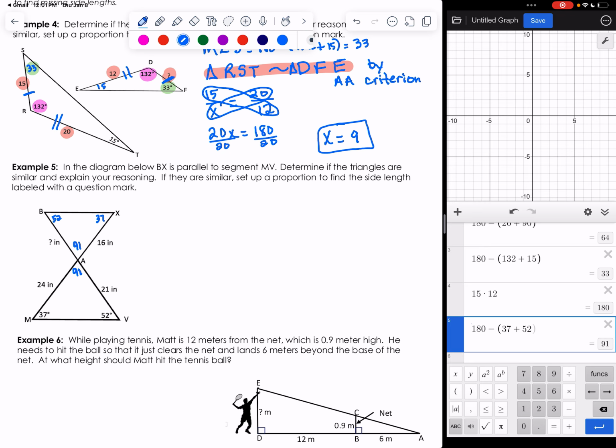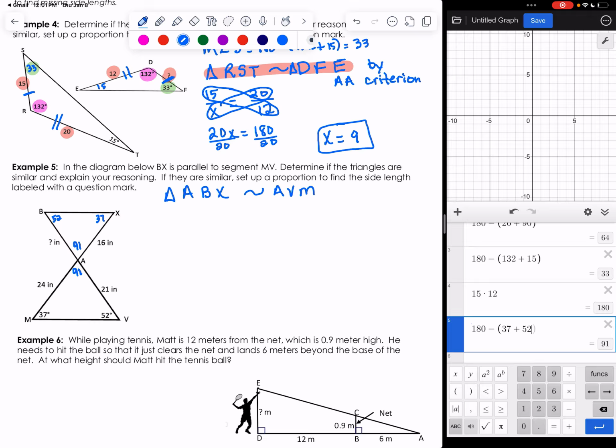explain our reasoning by writing a similarity statement. So on my small triangle, let's start with the largest angle. So I would say triangle A, our next largest angle is B, and our smallest angle was X. So triangle ABX is similar to, now do the same thing on your big triangle. Start with your largest angle. That was angle A. Our next largest angle was V. And then our next largest angle was M.